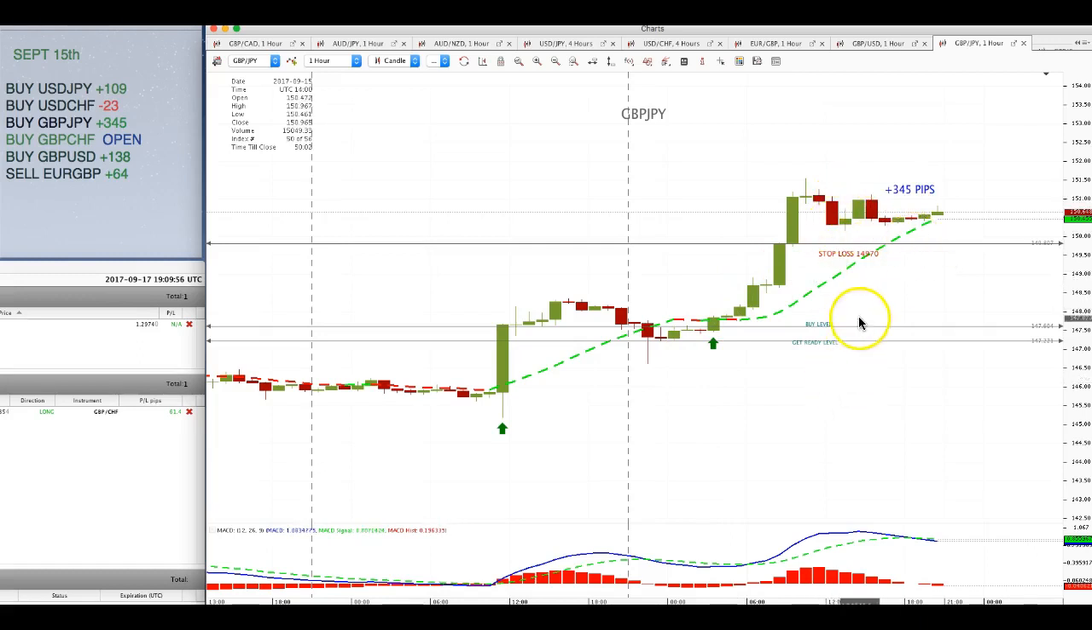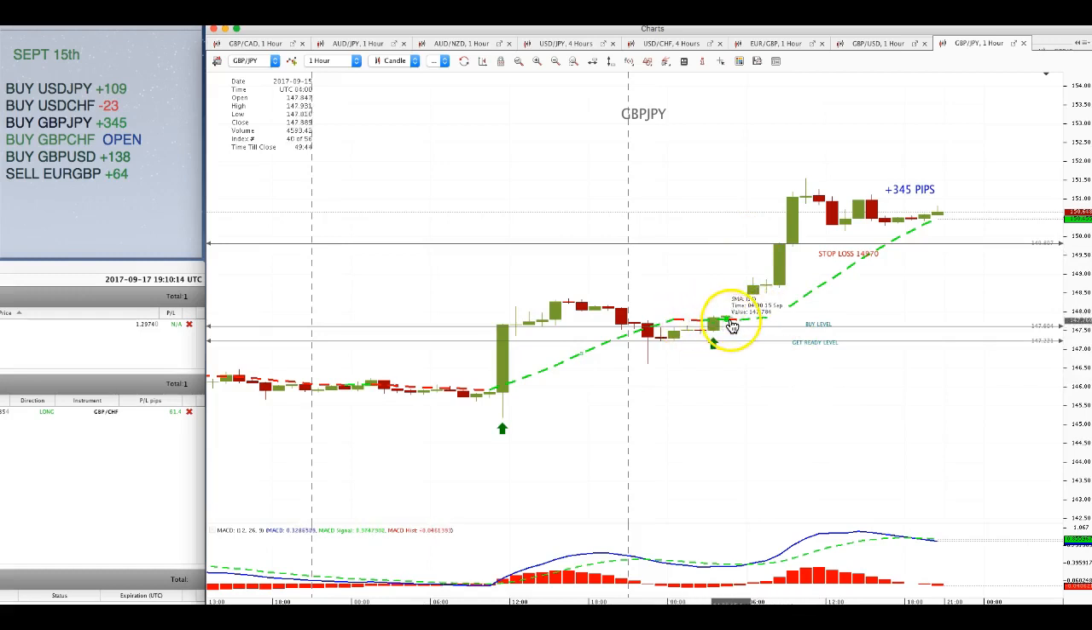So again, the advisory indicator giving us a buy signal on Friday. This is around the Asian session. The wizard also gave us a signal here on the 1 hour chart. Okay, so what I'm looking for, a few things. If you notice, this is a 14 moving average line.